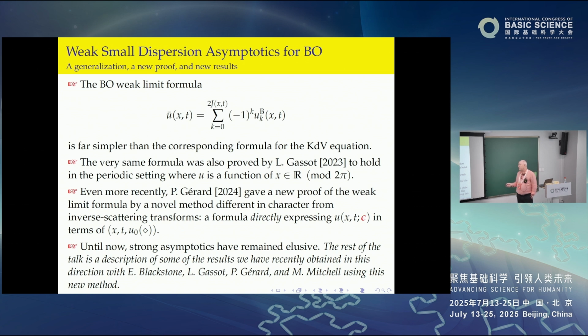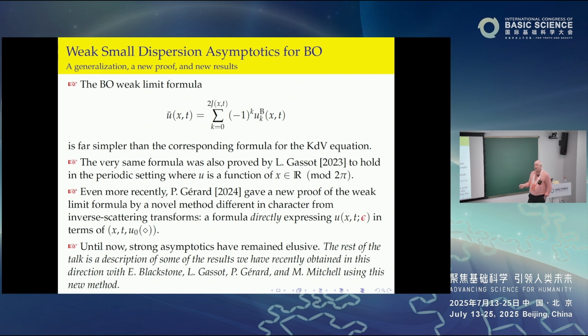The same formula has been recently proved by Louise Gassot to be true also in the periodic boundary condition situation. So that's a different version of sort of inverse scattering that you have to use, but she applied it in that periodic case and got the same result at the end. And then even more recently, Patrick Girard found a new proof of this weak limit formula by a completely different technique, okay? It's completely different. It has nothing to do with inverse scattering transforms at all.